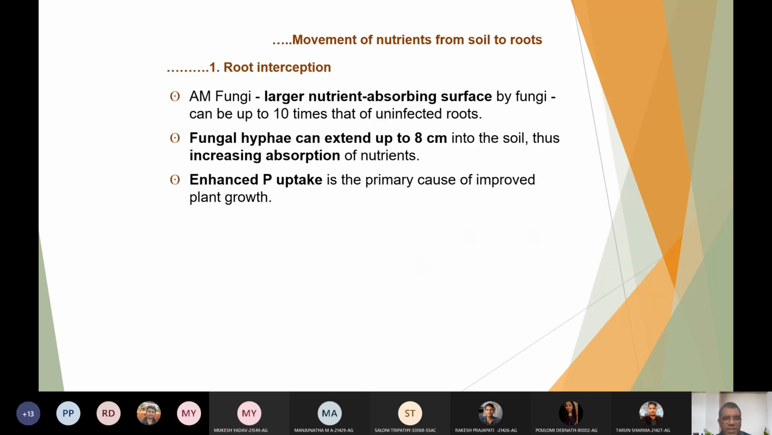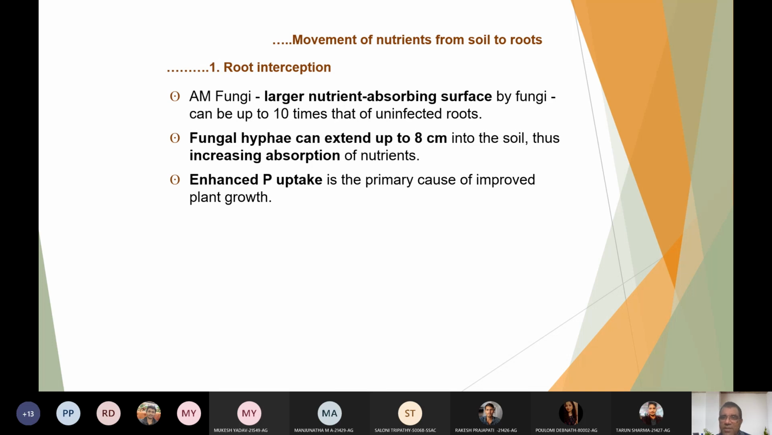So AM fungi, what they are doing, they give a larger nutrient absorbing surface area by the fungi, and it can be up to 10 times that of uninfected roots. Uninfected roots. So you see how much advantage is there. 10 times more root surface area for absorption than where you do not have mycorrhiza. So fungal hyphae can extend up to 8 centimeters into the soil.